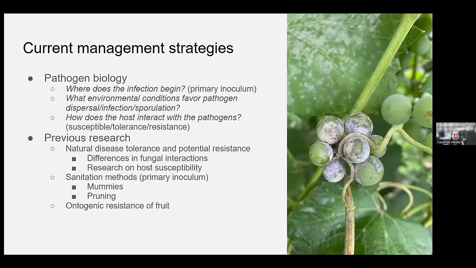Oh goodness, there we go. Ontogenic resistance is a big area of research, especially at Cornell around 2008.